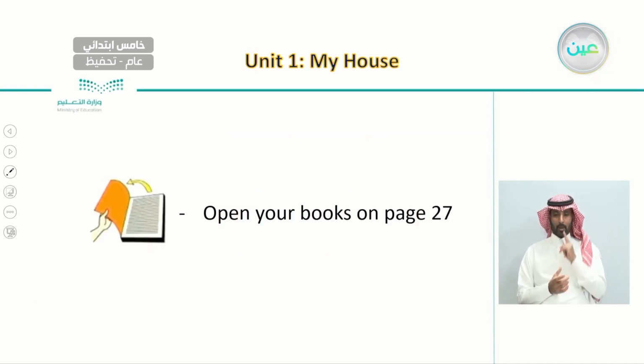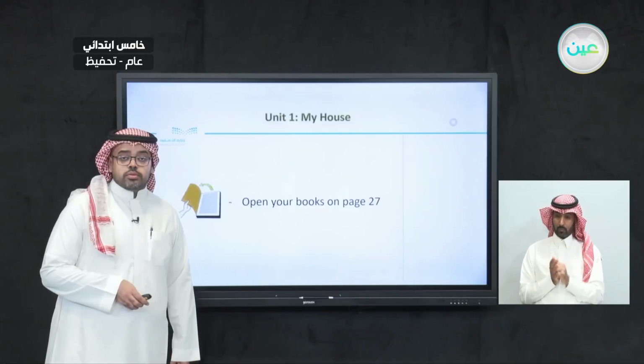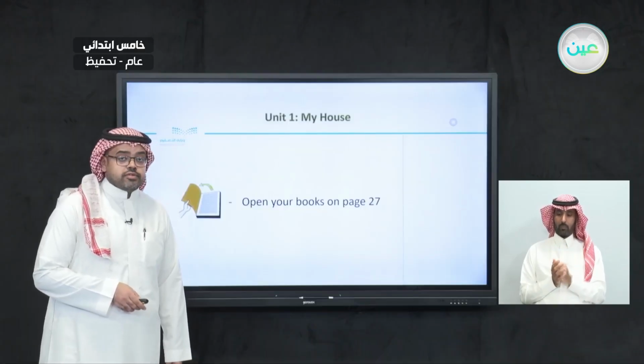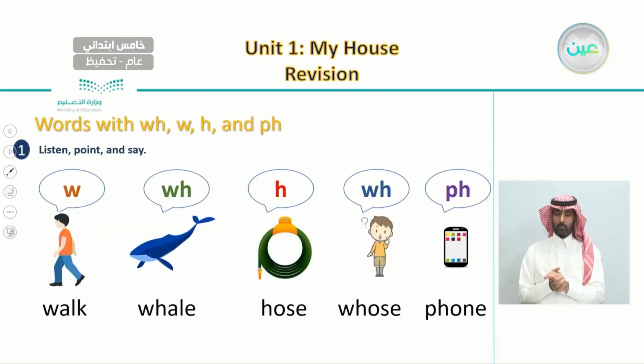I would like you please to open your books on page 27. Now, on page 27, the first exercise we can say is words with WH, WH, and PH. So in this exercise, we're going to listen to different words with these sets of letters, and also we're going to point at them, and also we're going to say them together.